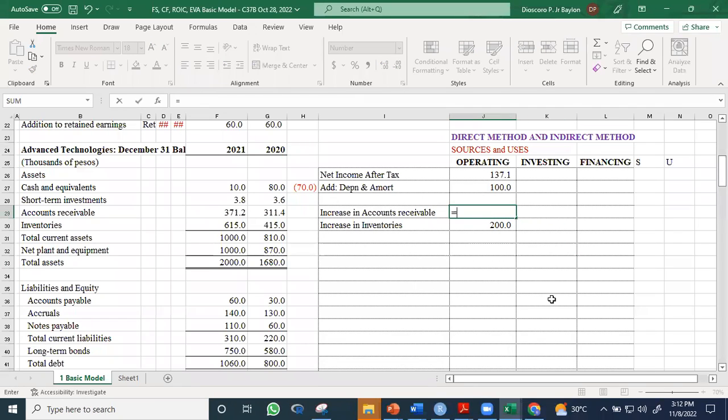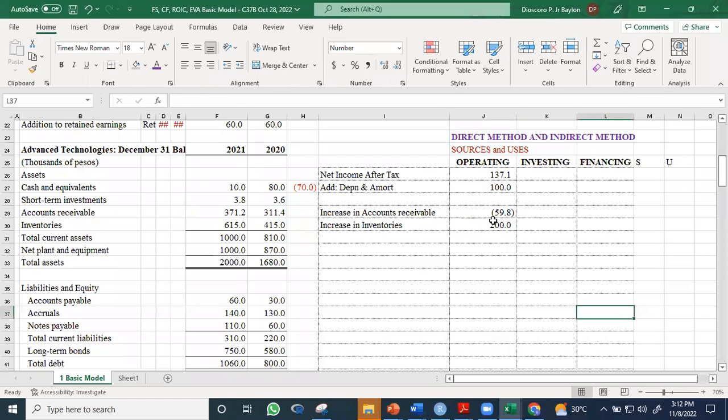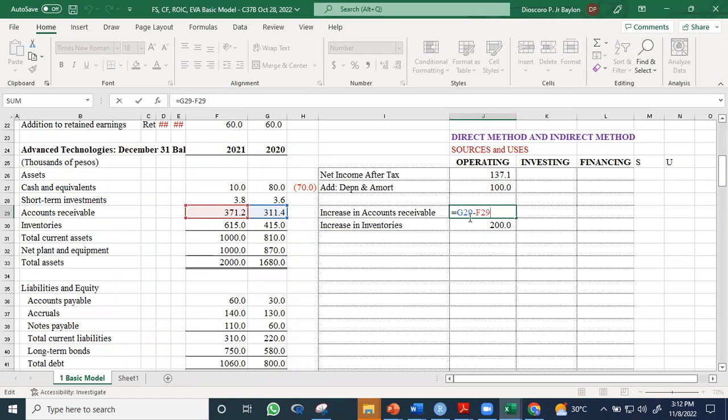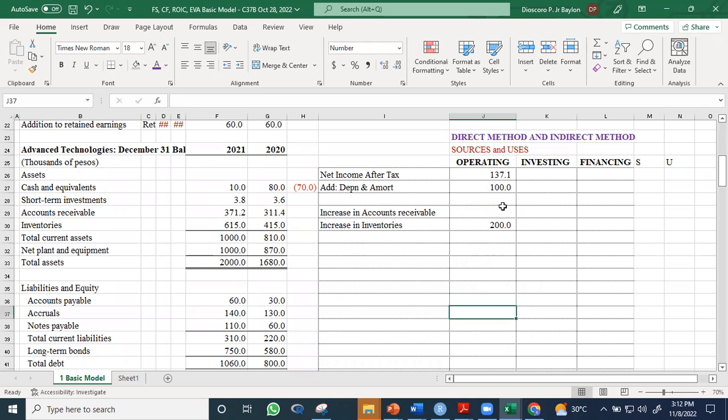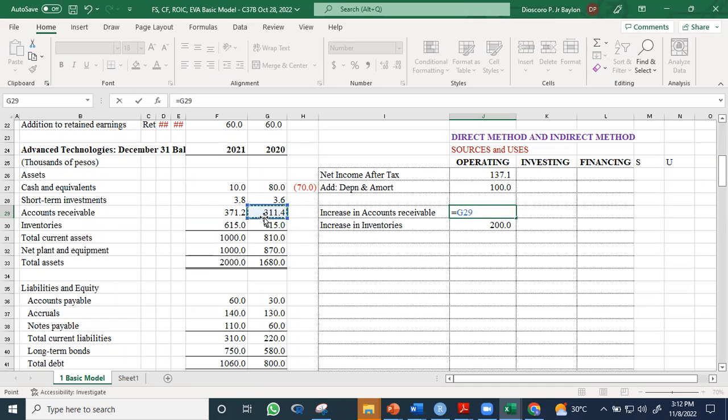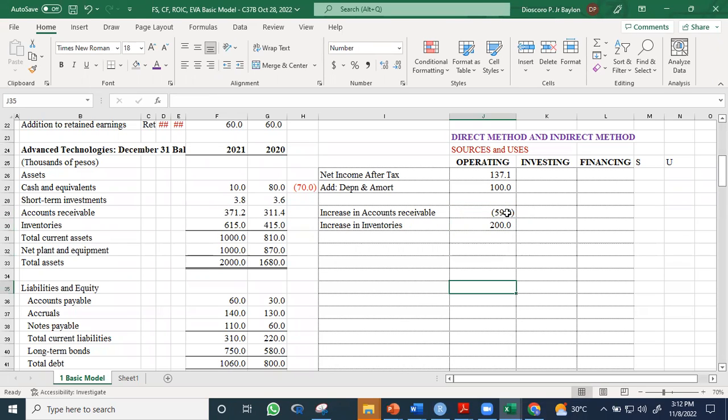Equal to, pindutin mo yung 37.2, sir. Ayaw pumunta yung mouse ko dito. Oh, ayun oh, G29 ginawa mo, sir. Kaya iba. Ano dapat? Dapat F29 minus G29. Sige, sorry. Is equal to F29. Pero ayaw pumunta sa F eh. Kaya dapat F na lang, sir. Ayan, F. So tama na to. Walang parenthesis dapat.